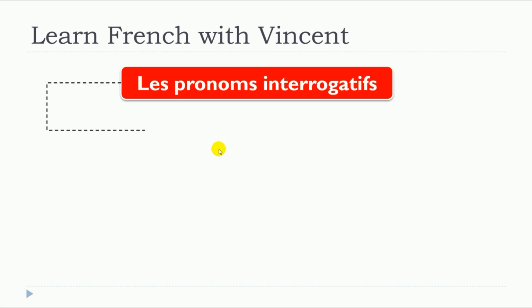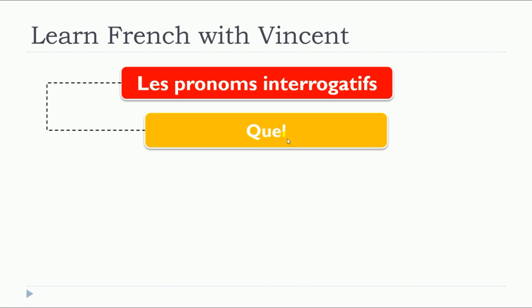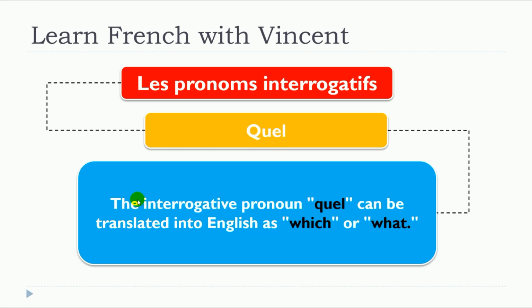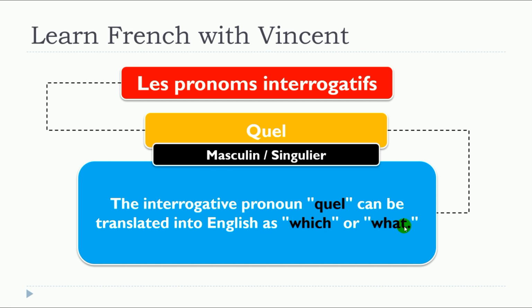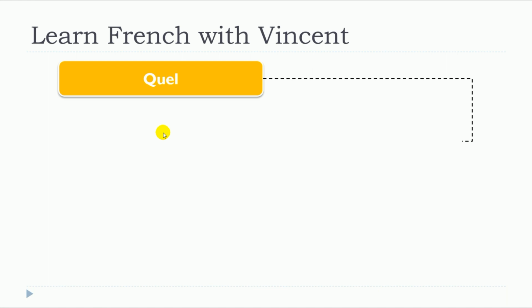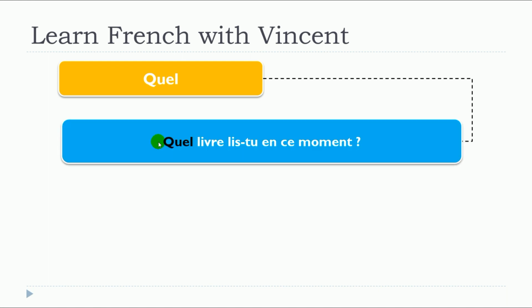So, this lesson is about quel. And the interrogative pronoun quel can be translated into English as which or what. Keep in mind that we will use quel for masculin singulier. So let's see some examples with quel.